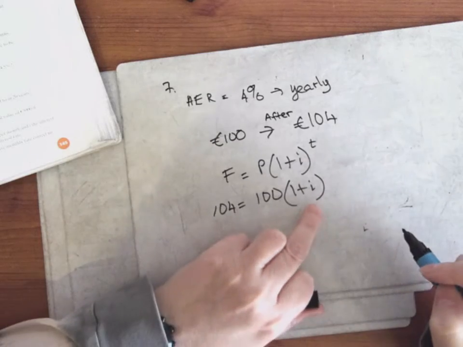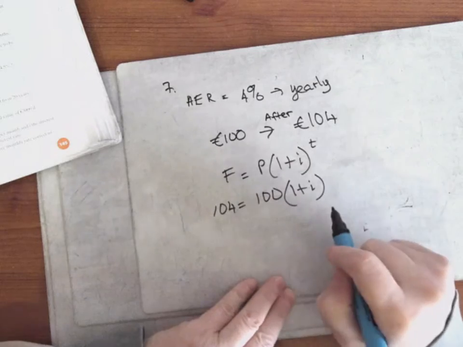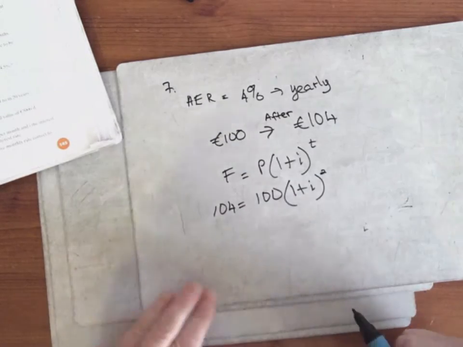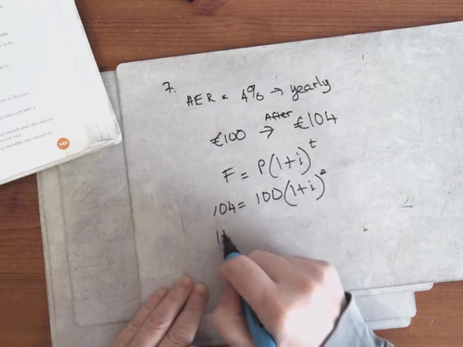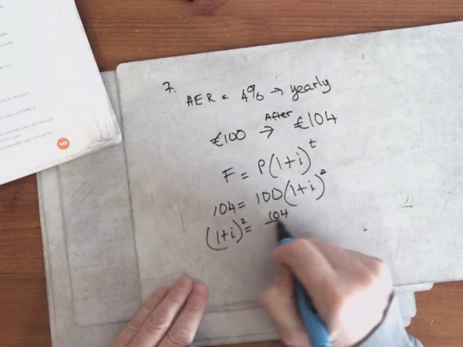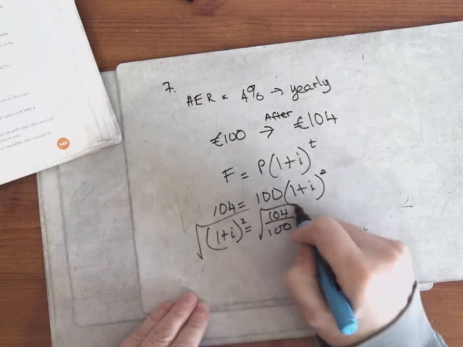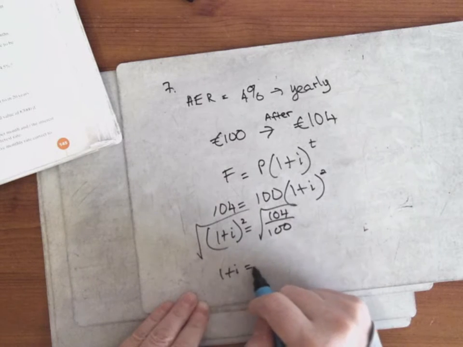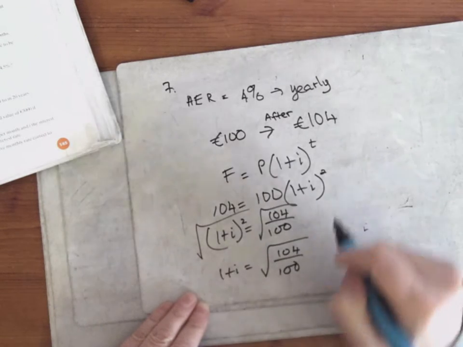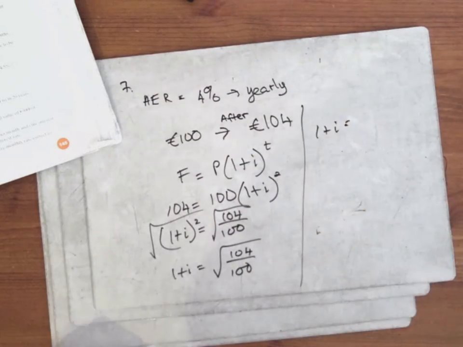I'm looking for the half yearly interest rate, so this 4% doesn't count. And how many half years am I talking about? I just did 1 year, so that's 2 half years. So then 1 plus I, all squared, equals 104 divided by 100. Then get the square root of each side. So 1 plus I is equal to the square root of 104 over 100.